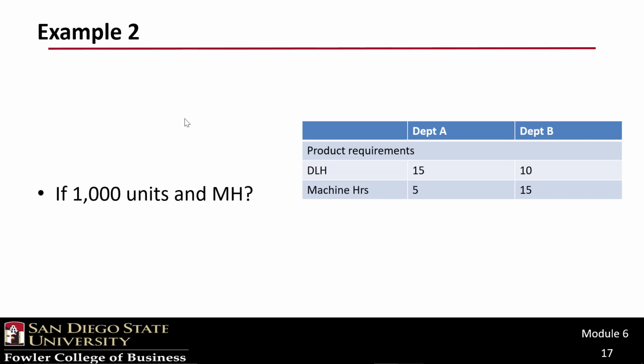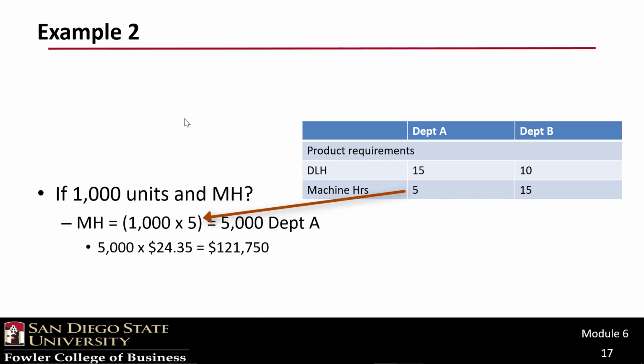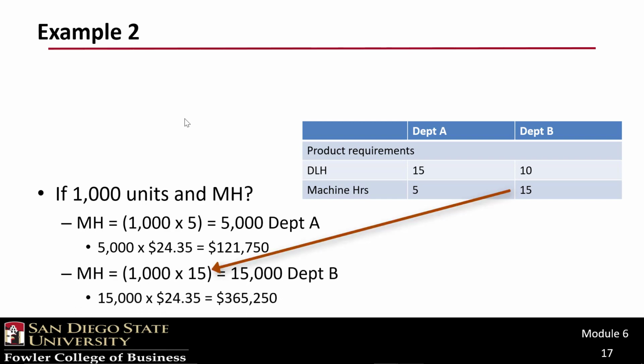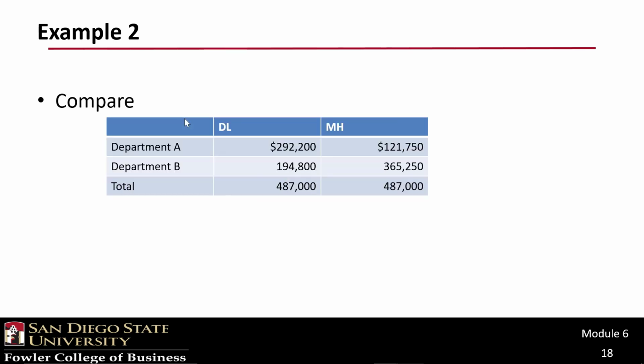Okay, we can do the exact same thing using the machine hour basis. So if we use machine hours, 1,000 units times the 5 machine hours in Department A gives us 5,000 times 24.35, or 121,750. We can do the same thing for Department B. 1,000 units times 15 machine hours is 15,000 hours total, times 24.35 is 365,250. Okay, so why did we go through this process? Well, largely so we could compare the two.